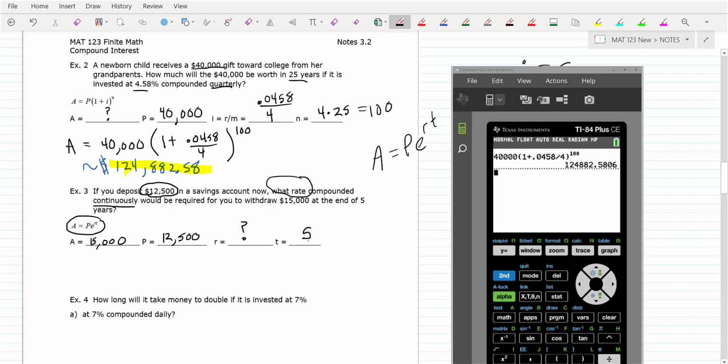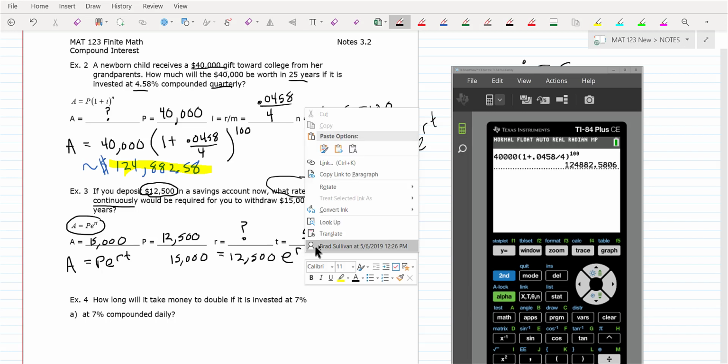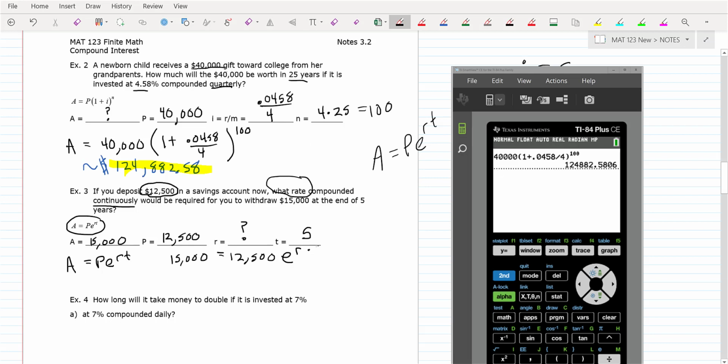So what we're going to do is I would start by just writing down the continuous compound interest formula, and then we need to get everything plugged into it. The amount is 15,000, so you want to plug that in. The principal is 12,500. Then you have e to the r. You're trying to find the interest rate, so leave that alone. And then the time is 5 years. So you want to get everything set up like that.